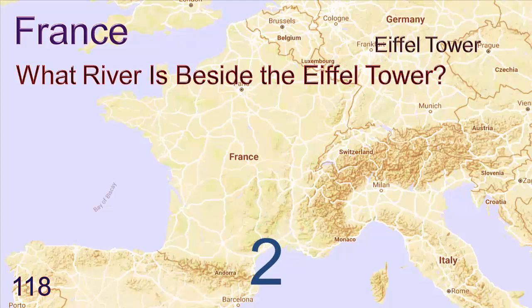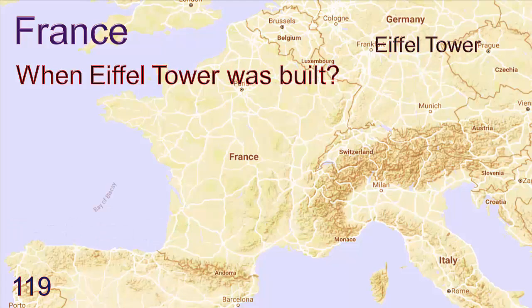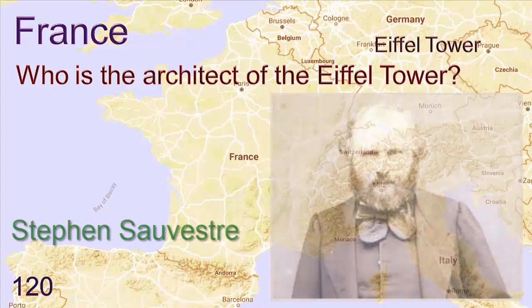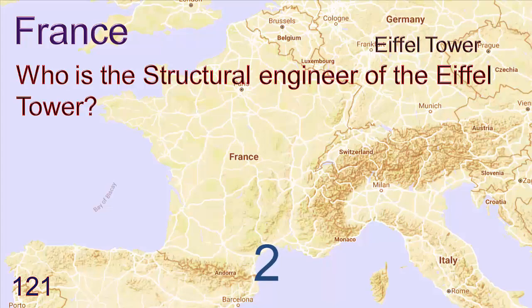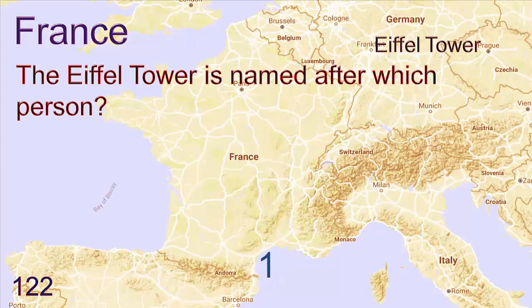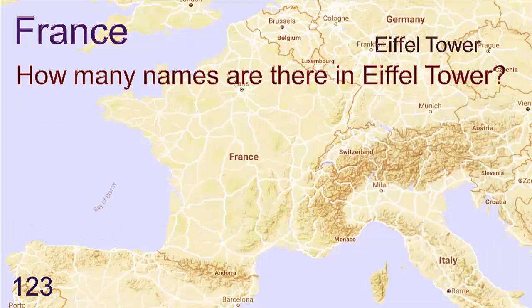What river is beside the Eiffel Tower? The Seine River. When Eiffel Tower was built? In 1887. Who is the architect of the Eiffel Tower? Stephen Sylvestre. Who is the structural engineer of Eiffel Tower? Maurice Koestlin and Emile Nouguier. The Eiffel Tower is named after which person? Engineer Gustave Eiffel.